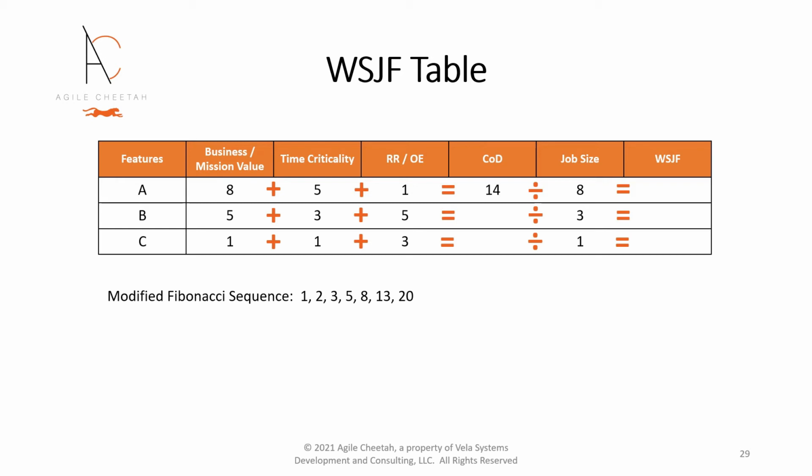We calculate the cost of delay by adding together the business or mission value, time criticality, and risk reduction or opportunity enablement columns for each feature. We arrive at the WSJF for each feature by dividing their cost of delay by their job size. The WSJF order goes from largest to smallest. In other words, the feature with the highest WSJF value is the highest ranking feature in the backlog. In this case, feature C is implemented first, followed by feature B, and then feature A.